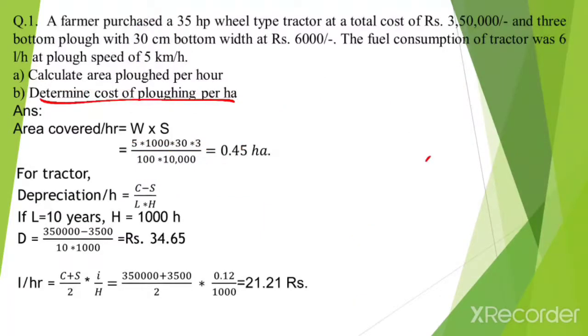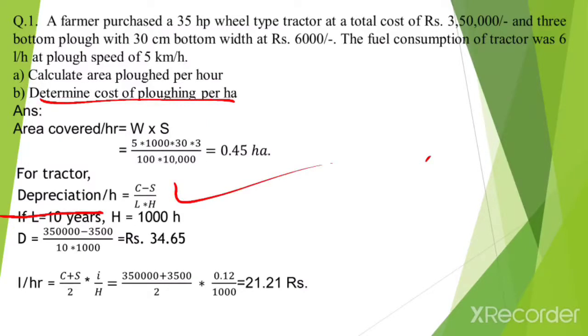Now the second thing in this example: determine the cost of plowing per hectare. For that we have to calculate operational cost of tractor and then cost of operation for plow also. So let's see first the cost of operation for the tractor. All the formulas we already discussed in the last session. So first cost, that is depreciation cost, and the formula is C minus S divided by L into H.